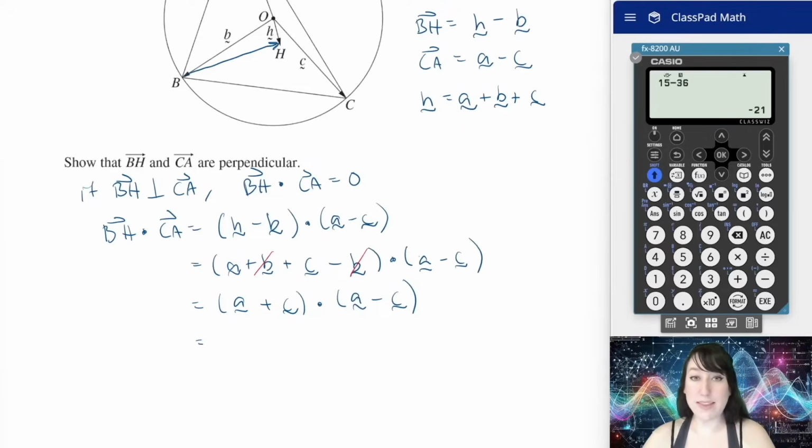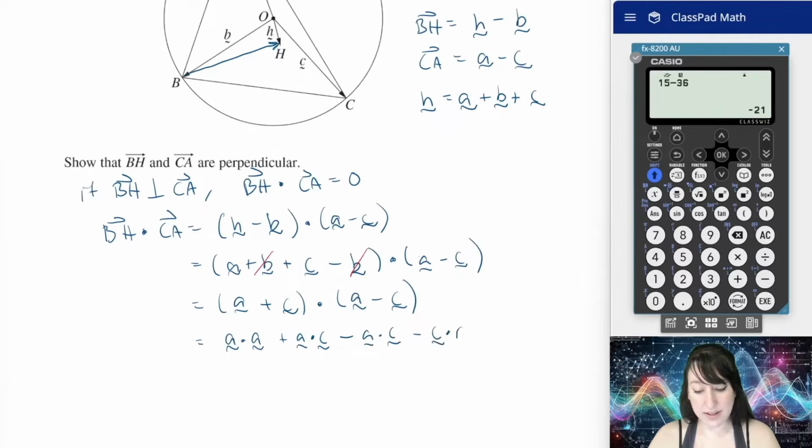Now, we know that the dot product is distributive, so if we expand this, we'll get A dot A plus A dot C minus A dot C, minus C dot C. Of course, those middle terms will cancel. And remember that when you dot a vector with itself, the result is the length of that vector squared.